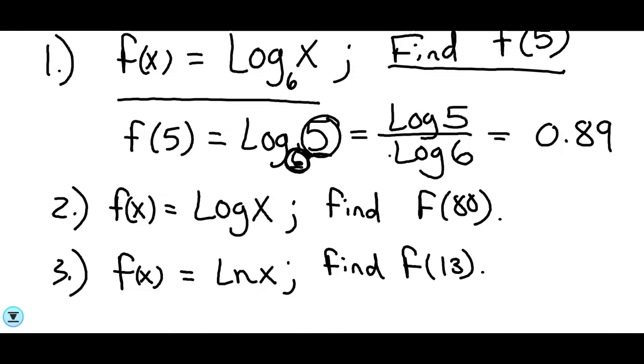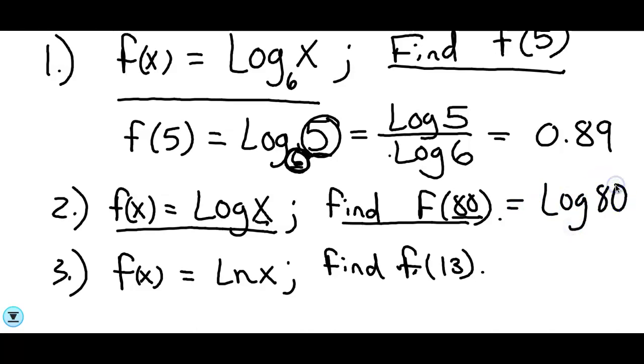Okay, so let's go ahead and begin here. So now I'm looking at this function. I want to find f of 80. So that means I'm going to plug 80 in for x, right? So f of 80 then would be log of 80. Now before I calculate it, I'm just going to leave it like that for now. Over here, what's this one going to equal? ln of 13, right? So now here's my question. How am I going to do this? That's a log base 10, right? And how about this one?